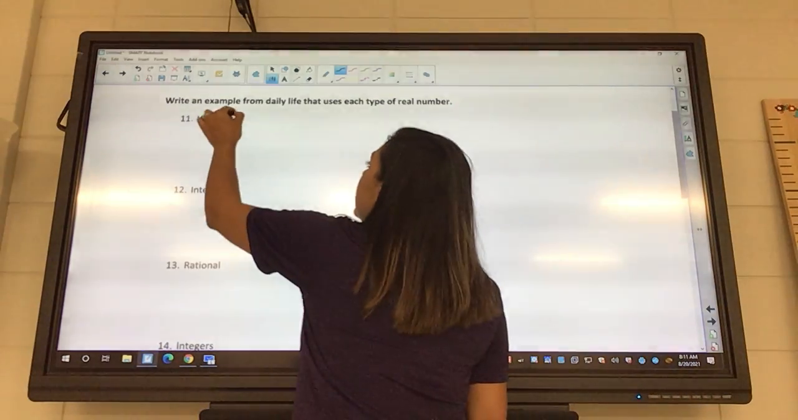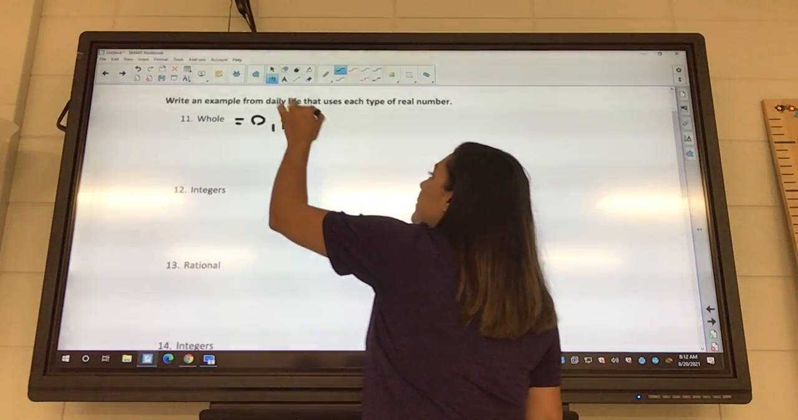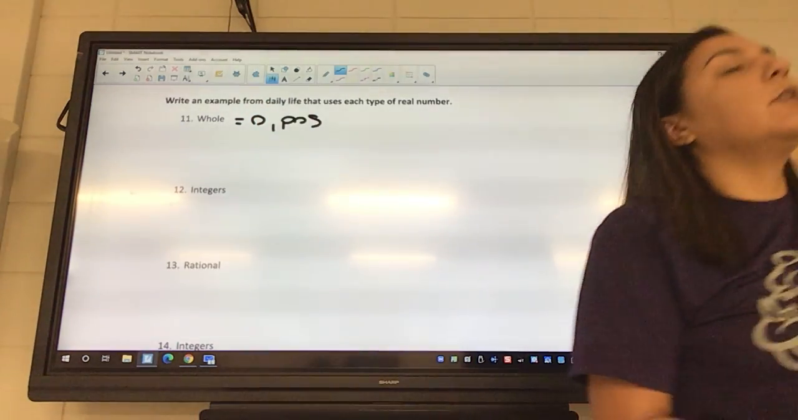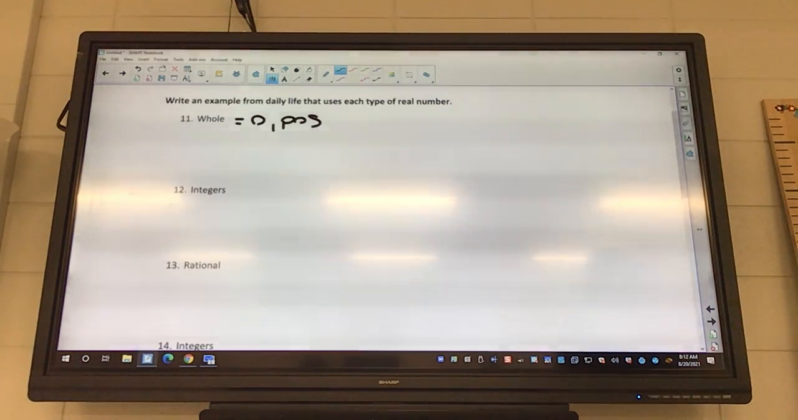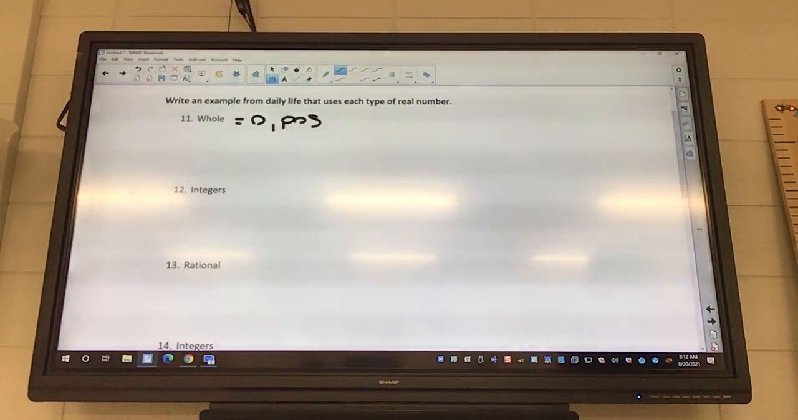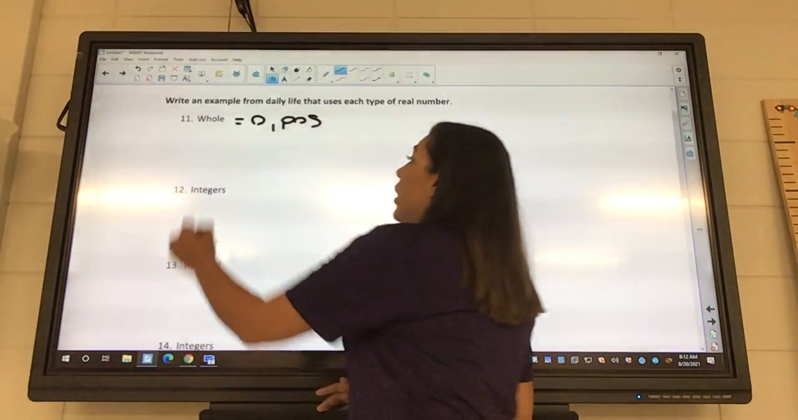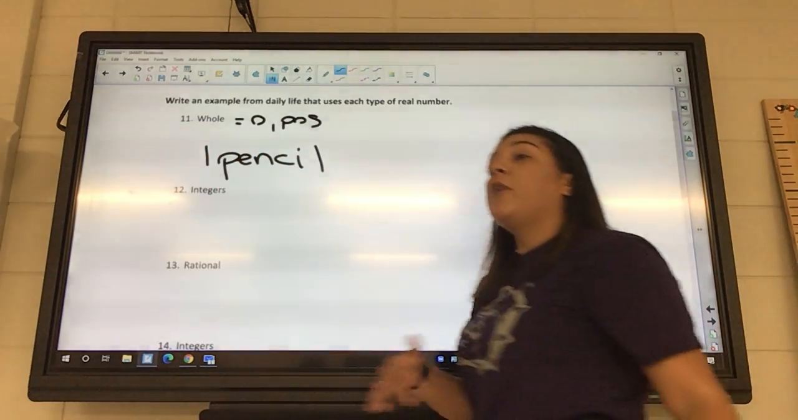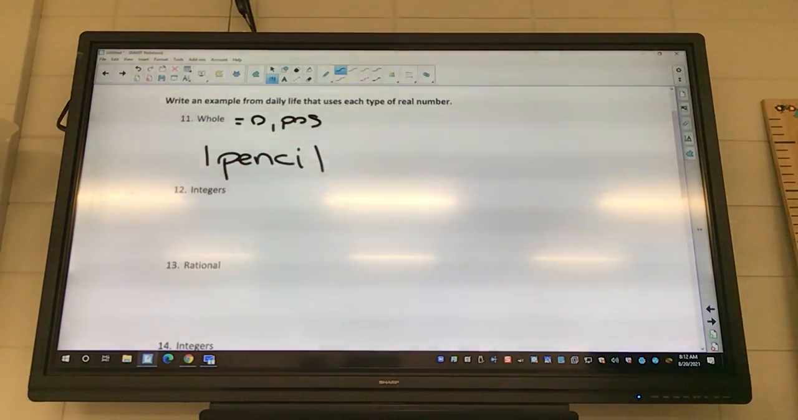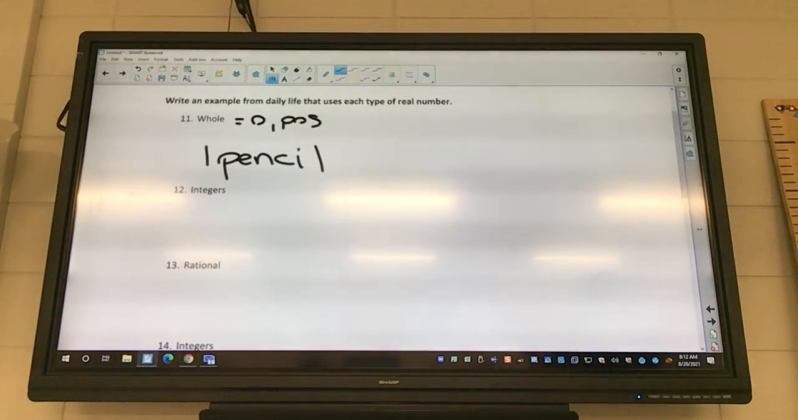Now, I want you to think about your life. Some of you guys will think way too hard, even if you just look around your desk. What do you have 1 of or 2 of? Do you all have 1 pencil? Yeah, that qualifies, so 1 pencil. That is an actual example from your daily life that qualifies as a whole number. You have 1 pencil. It's a positive number. You have 1 of something.